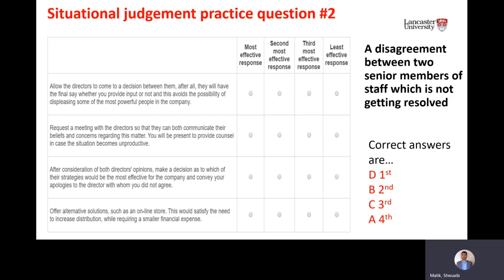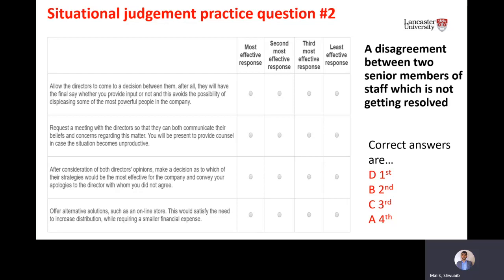And this is where focusing on outcomes really will help you to arrive at the correct answers. And finally, with A, the least effective response, allow the directors to come to a decision between them. After all, they will have the final say of whether you provide input or not. So as we know, the directors clearly cannot come to a decision between them. So leaving it to them probably isn't the greatest thing to do. The situation probably isn't going to get resolved this way.